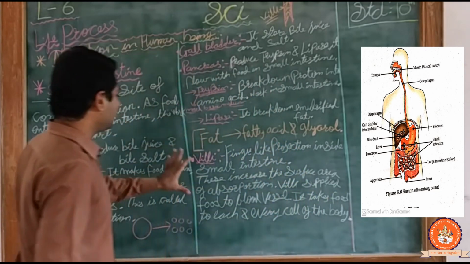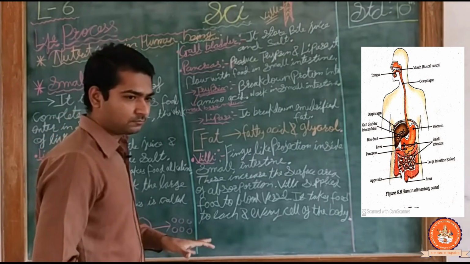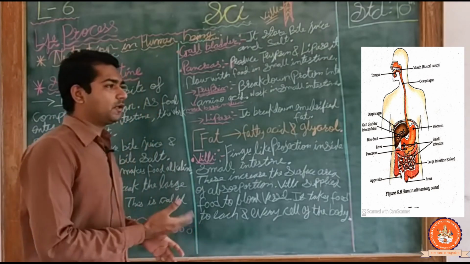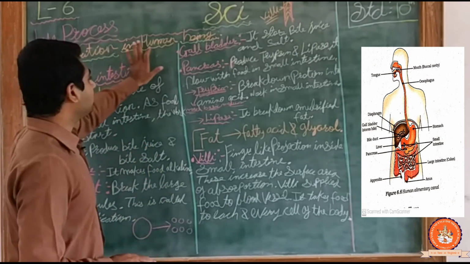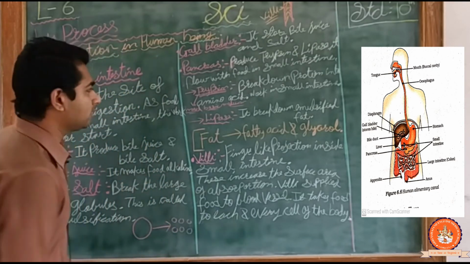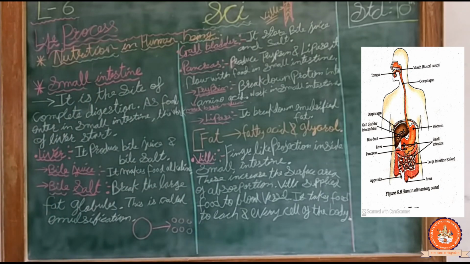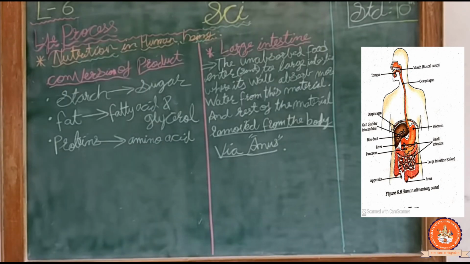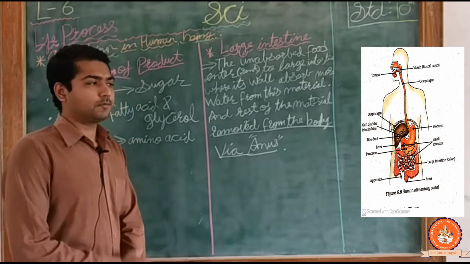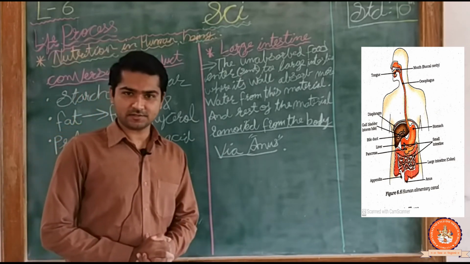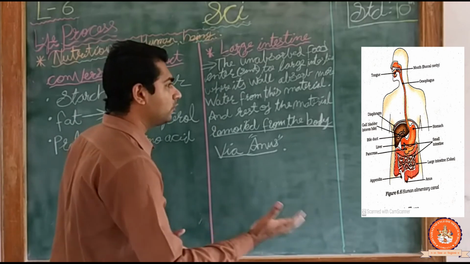Here we understand the small intestine. Then after that we are coming to the large intestine. It is the very last point of nutrition in human beings. So write this down so I can move on to the next slide. Yes students, after conversion and absorption of the food in the small intestine, it goes to the large intestine. Before understanding the large intestine, let's see the food conversion.